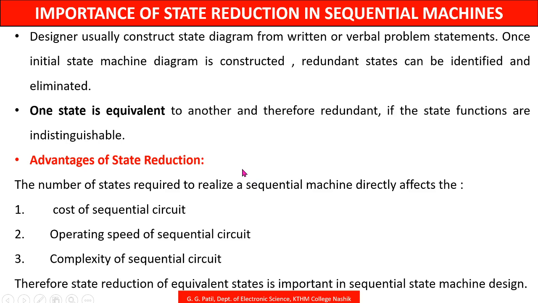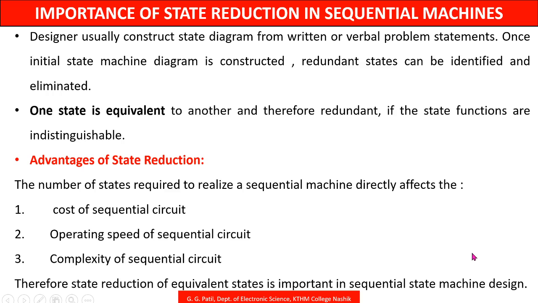There are a number of advantages of reducing the states in a state machine, which are listed here. The number of states required to realize a sequential machine directly affects the cost of the sequential circuit, the operating speed of the sequential circuit, and the complexity of the sequential circuit. And due to these three factors, the reduction of equivalent states is important in implementation of a sequential state machine.